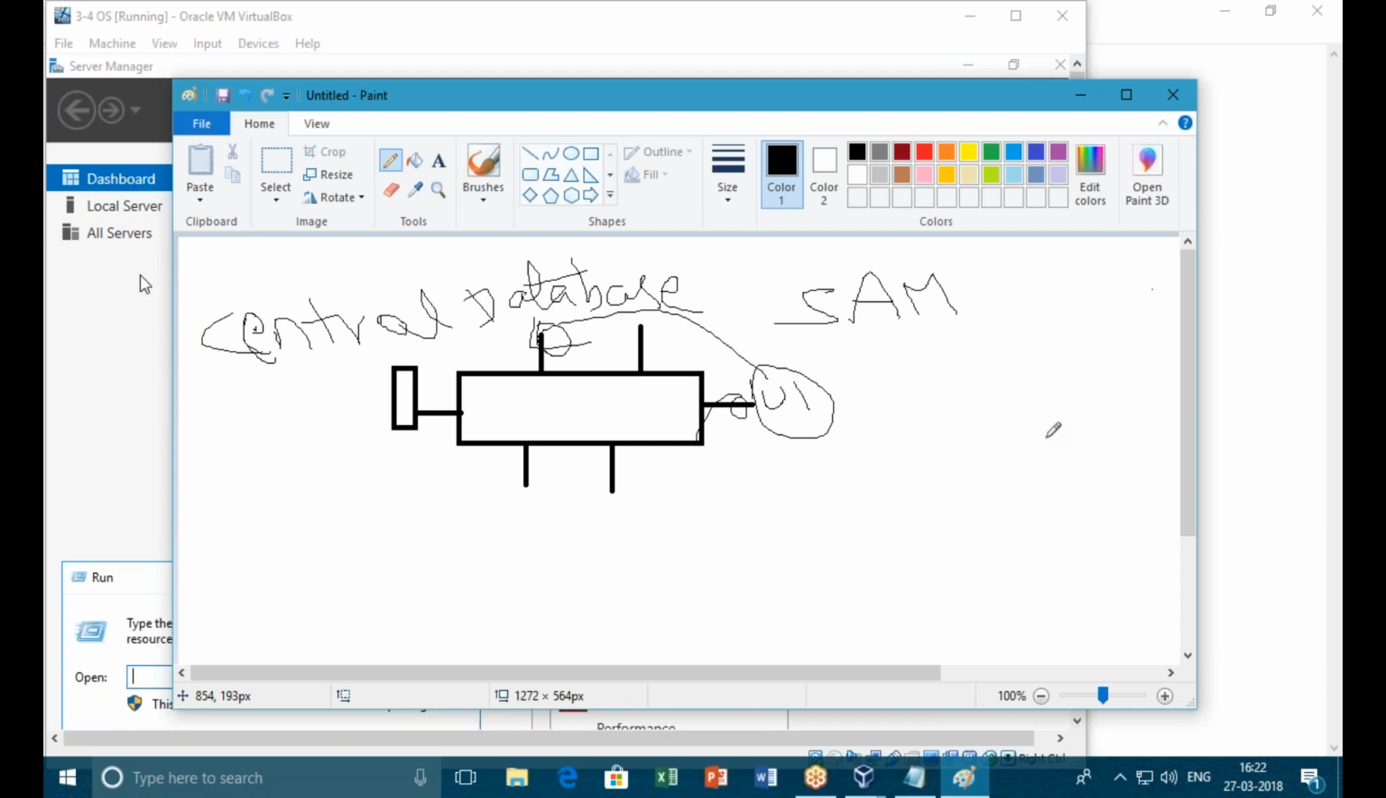Advantages: I create users only once, but they can log in on any system. And one more advantage which we have in this client server model is that we can have centralized and decentralized administration, whereas in the workgroup model, we cannot have that.